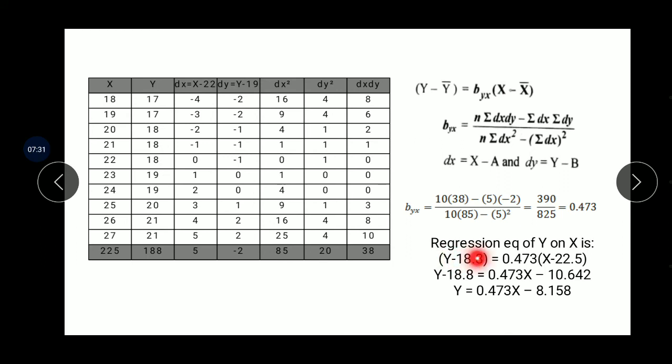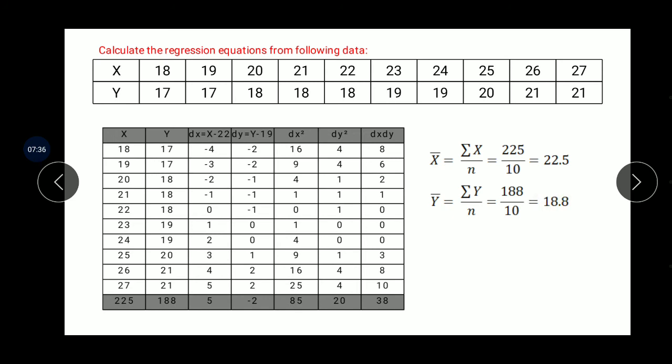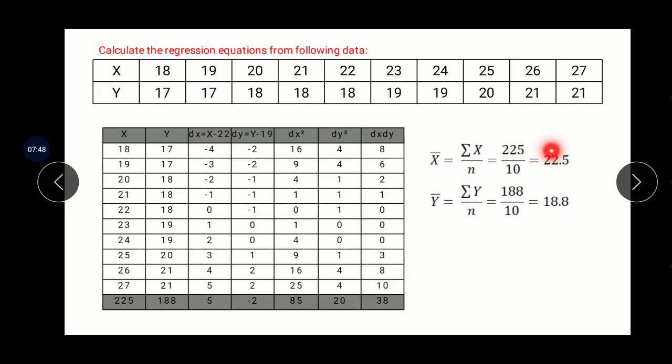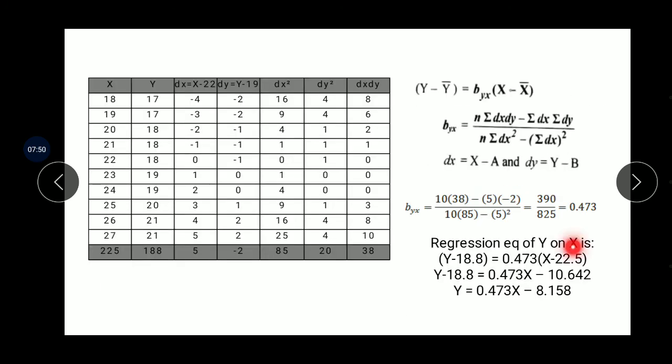y minus y bar, what is y bar? 18.8. We have calculated y bar here, 18.8, minus byx, what is byx? We have calculated byx here, 0.473, times x minus x bar, what is x bar? We have calculated x bar here, 22.5, so we'll put 22.5 here. We'll simplify this equation, and we'll get y equal to 0.473x minus 8.158, which is the regression equation of y on x.